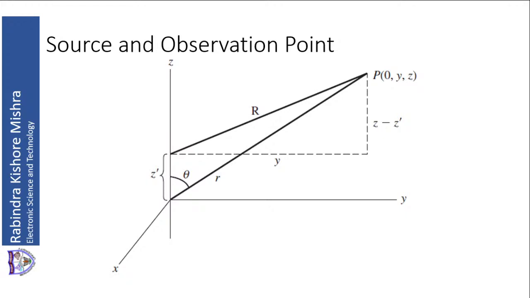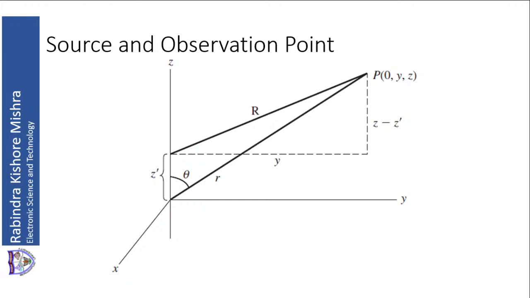And now let us consider a similar situation to what we discussed up to now. We have a coordinate system xyz. We have an observation point on the yz plane, which means x is equal to 0. Therefore, x is equal to 0, so the observation point P has coordinates 0, y, z.